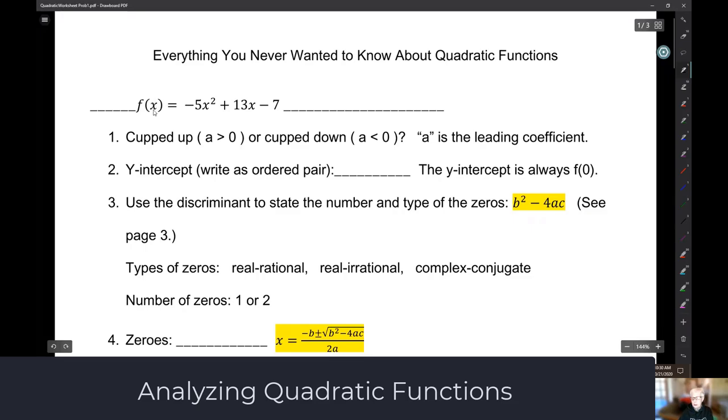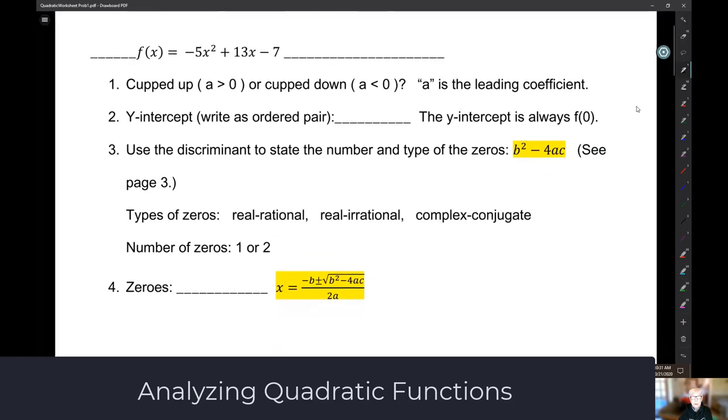Here we have a function. It's a quadratic, highest power 2. It's a trinomial, 3 terms. -5x² + 13x - 7. I guarantee you cannot factor this. We are going to answer the questions, and then these will be in week 9. So here we go.